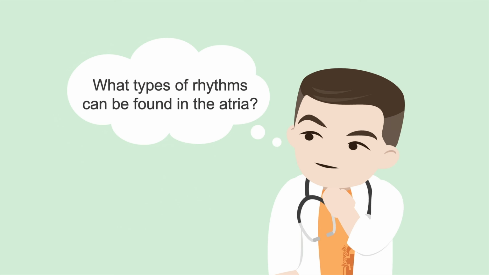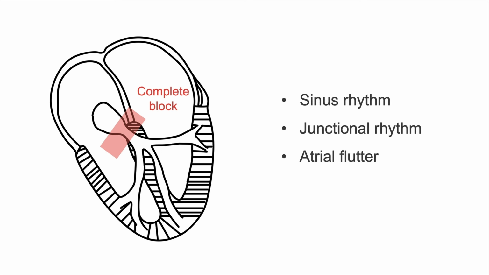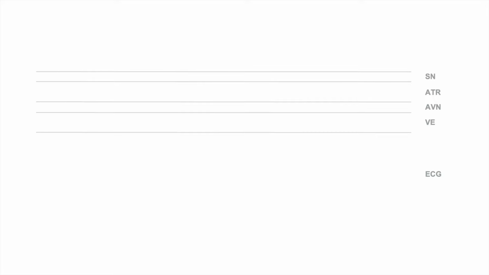When there is a complete block of the AV conduction structures, the atria and the ventricles are beating completely independently of one another. What types of rhythms can be found in the atria? Let's have a look. Here are a couple of examples of rhythms that could be found in the atria during a complete AV block. You could find sinus rhythm, a junctional rhythm, atrial flutter, or atrial fibrillation. Some people might have an ectopic atrial focus or atrial tachycardia. There are a lot of possible rhythms that could be present in the atria, but these are probably the most common ones.